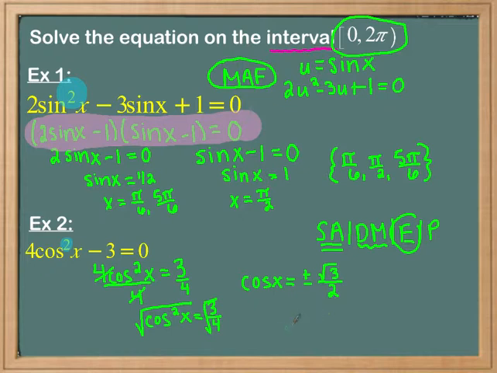So now I have to look on my unit circle. Where are my cosine or my x values equal to positive root 3 over 2 or negative root 3 over 2? And we get the following locations. So we get pi over 6, 5 pi over 6, 7 pi over 6, and 11 pi over 6. And remember, those are our only solutions because we're only on the interval 0 to 2 pi.